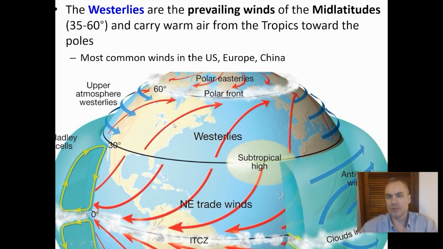What about these westerlies? These are the prevailing winds of the middle latitudes, which is most of the United States, Europe, China, and they carry the warm air from the tropics out of the subtropical highs out across America, across Europe, across China. They warm it up. So this is going to have a warming effect on these middle latitude areas.